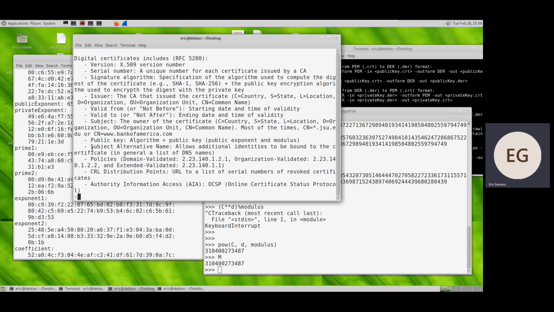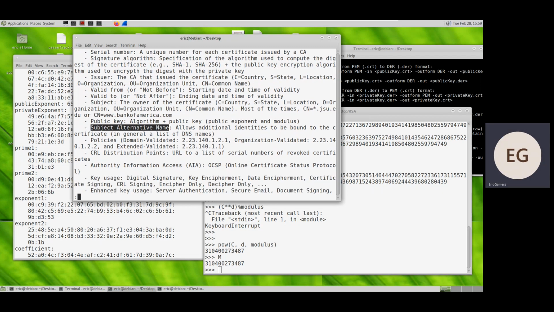So the subject alternative name. Let's say that JSU has another business that is called, for example, teaching.online, and JSU wants to use the same certificate for teaching.online. So in the subject alternative name, it can put another DNS name or a series of DNS names.